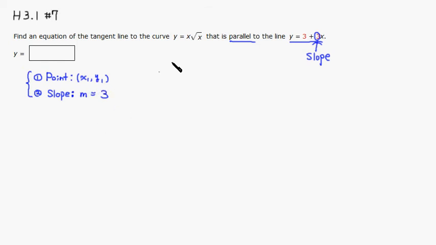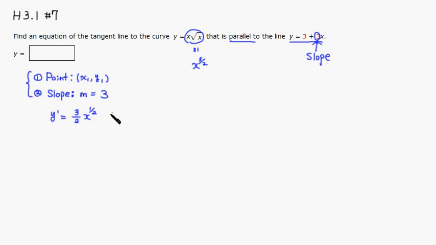Then what we need to do is find x1 and y1. To find x1, first we take the derivative of the function, so find y prime. First I'm going to rewrite this function. It's the same thing as x to the first power times x to the 1/2 power, so it's x to the 3/2 power. The derivative is going to be 3/2 x, and subtract 1 from the power, so it's going to be 1/2.